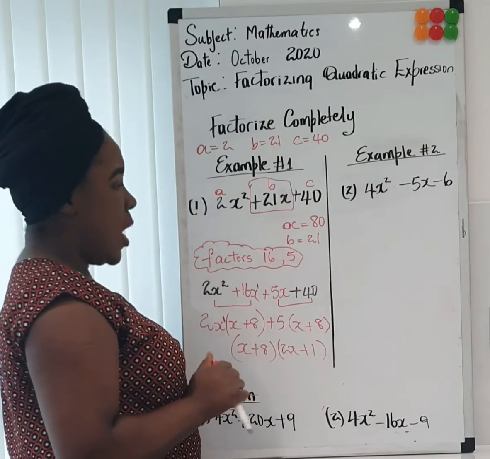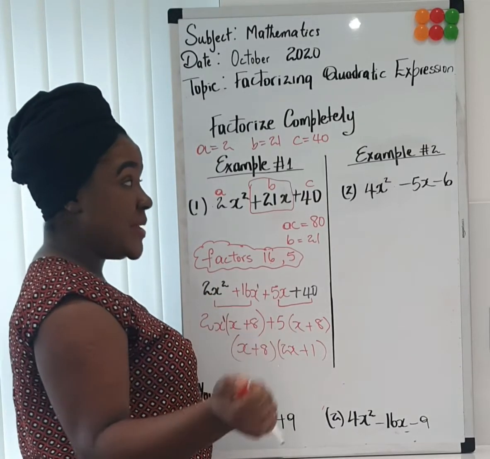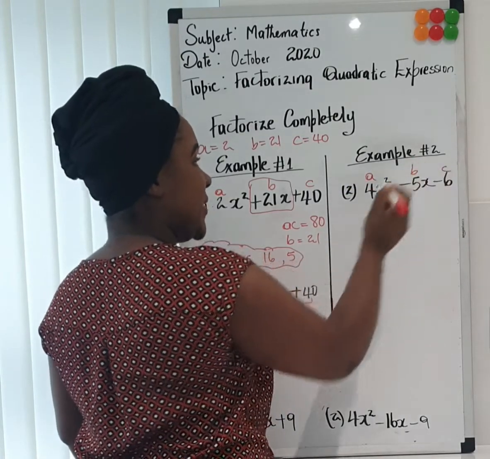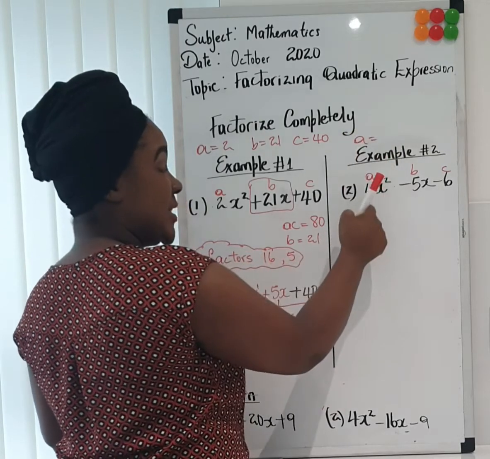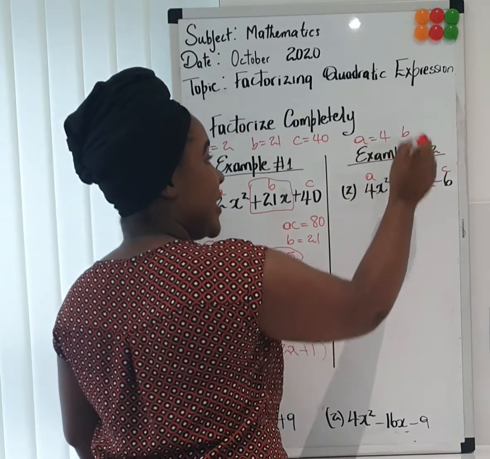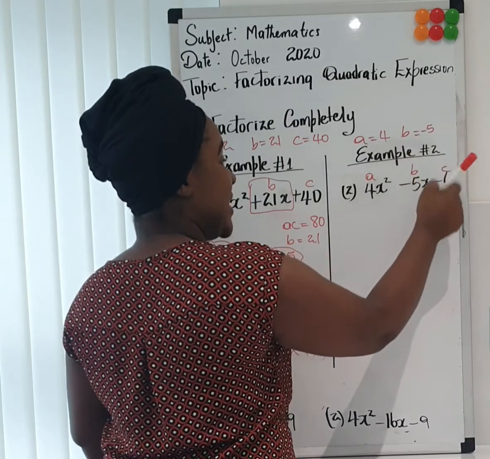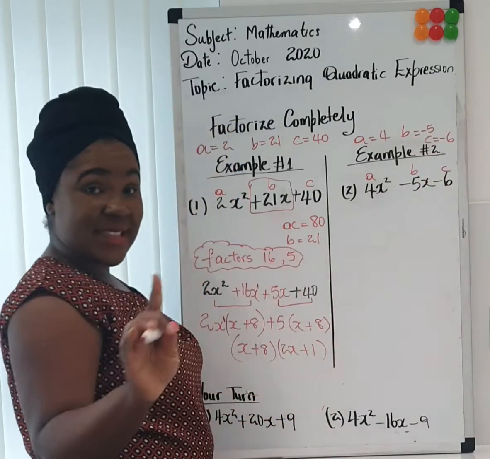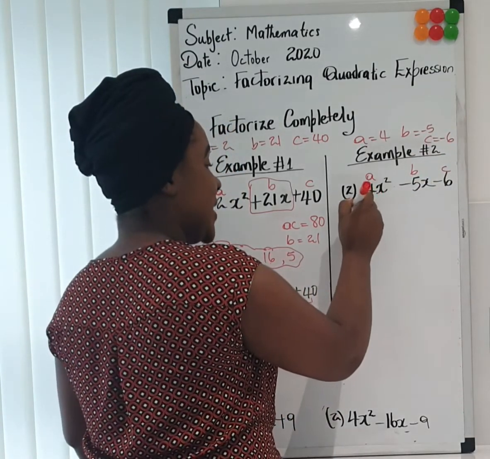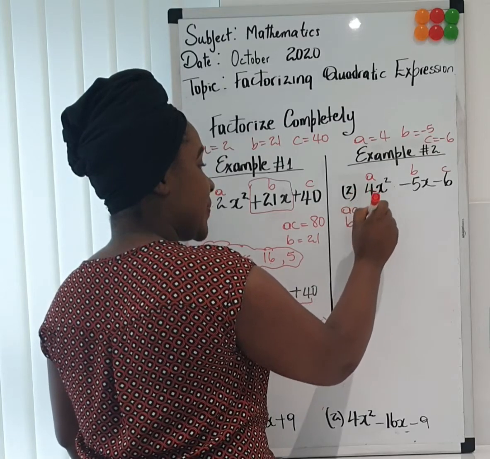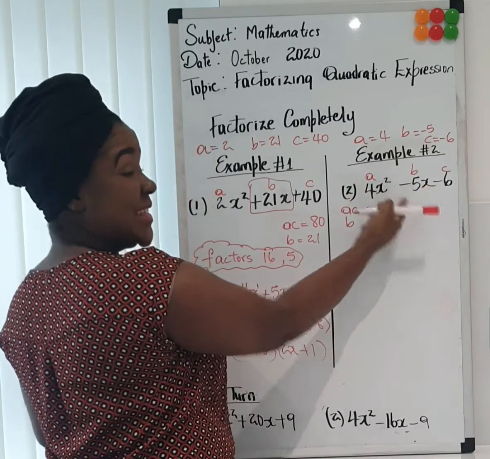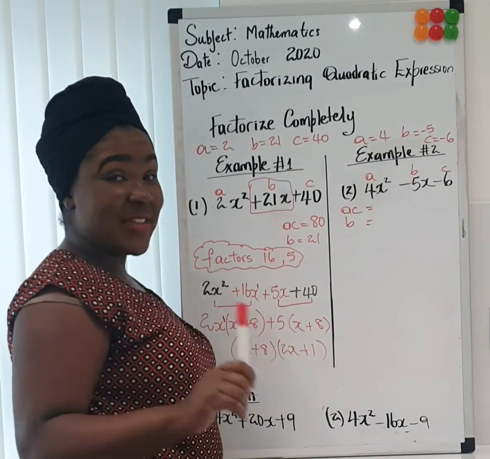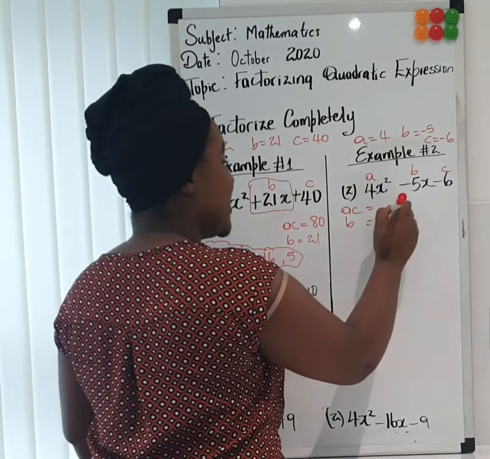For number 2, what we're going to do is the very same ACB method. So we're going to identify our A, our B, and our C. My A here is 4, my B here is negative 5, and my C here is negative 6. The next thing that I'm going to do is to find my AC and to write in my B. So my B is negative 5, not just 5 now, negative 5. Make sure that you're saying the exact thing that you're seeing.